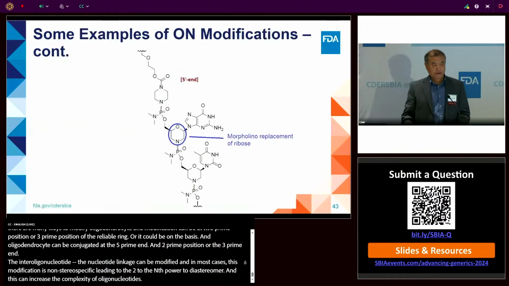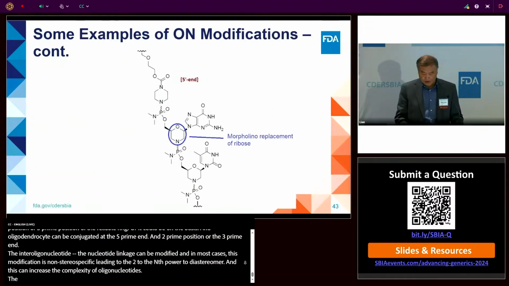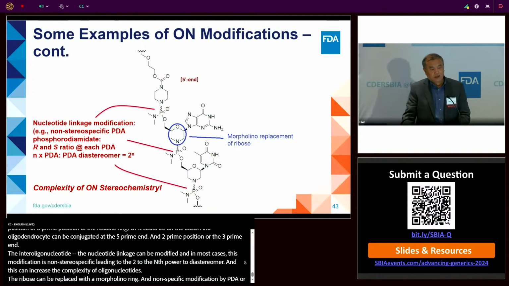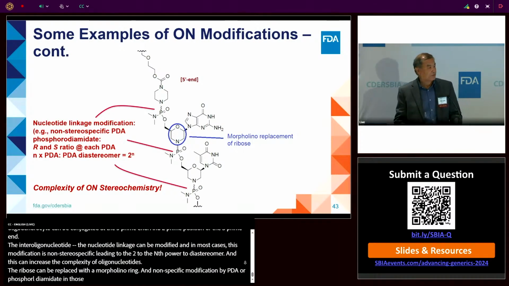The ribose moiety can also be replaced with a morpholino ring. And the non-stereospecific modification by the PDA or the phosphorodiamidate in those linkages also leads to 2 to the nth power of diastereomers.